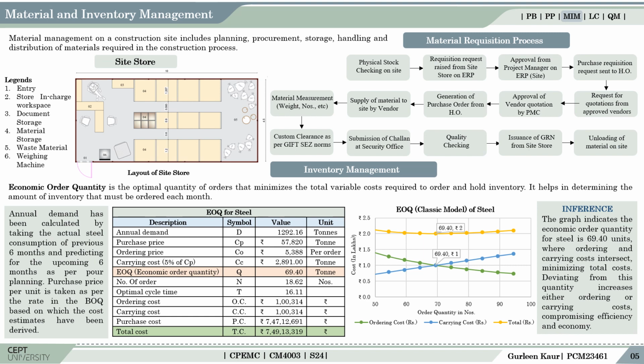From the classic model, as shown in the graph, it could be inferred that the ordering cost and the carrying cost curve intersect at a point that is 69.4 metric ton. This would be the economic order quantity, as both of them are inversely proportional. With increase in one, the other one is decreasing and vice versa. So at this point of intersection, the sum of both would be minimum, hence it would be the economic order quantity.